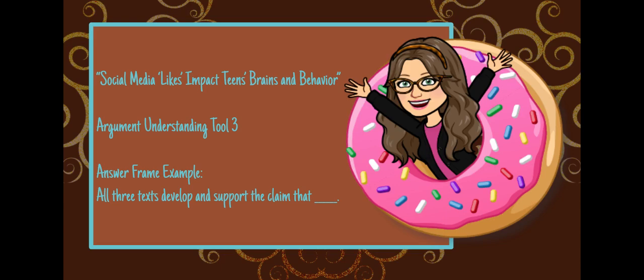The question that you'll be answering on your Argument Understanding Tool 3 is, what shared claim about social media's impact on the teen brain is supported by all three texts? I also want you to make sure that you include the evidence from the text that supports the claim. I've included a possible answer frame. You can start out by saying all three texts develop and support the claim that blank. You will have 10 minutes to complete this activity on your Argument Understanding Tool 3.